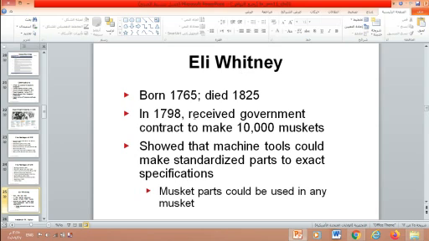The first one is Eli Whitney. He was born in 1765 and died in 1825. He received a government contract to make 10,000 muskets. He showed that machine tools could make standardized parts to exact specifications.